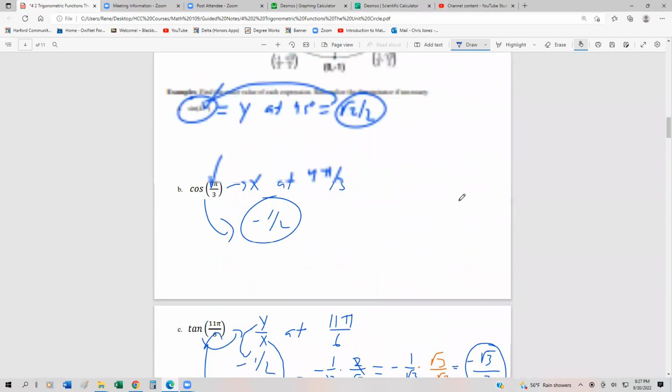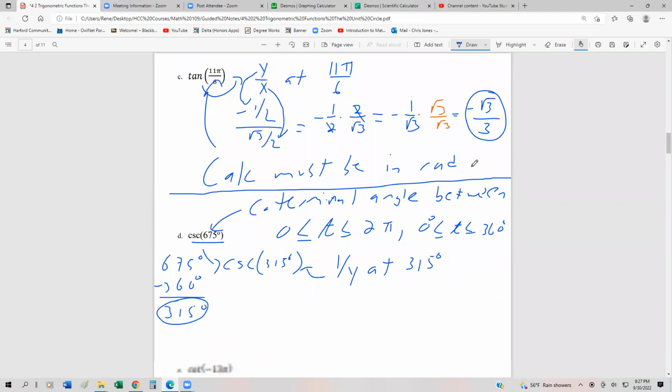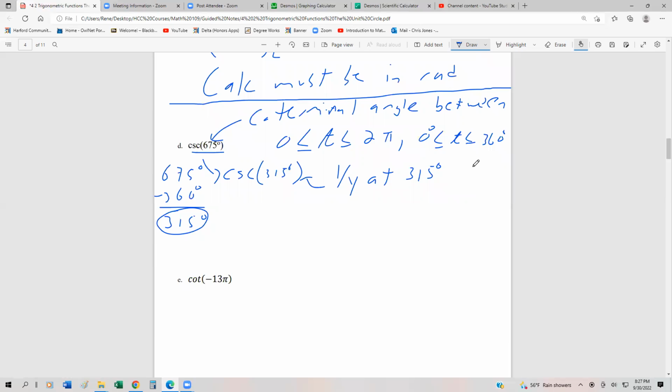So we go up to 315. We find that the y value is -√2 over 2. All right, so now this just becomes 1 over -√2 over 2. Or that's the same thing as if we multiply by the reciprocal, -2 over √2.